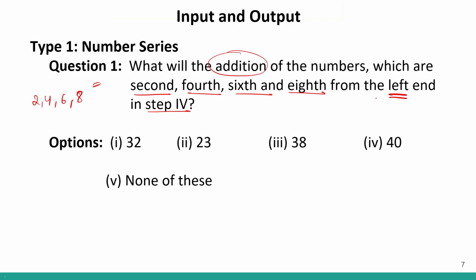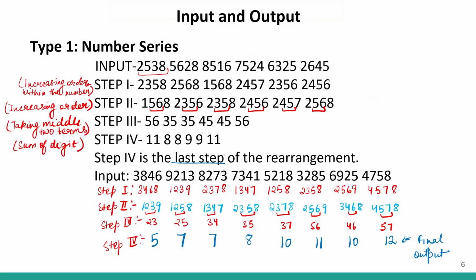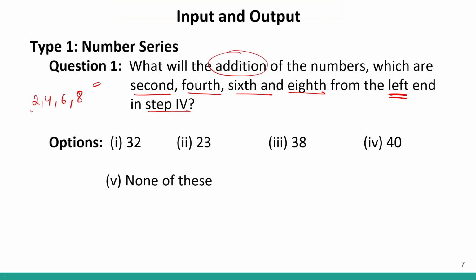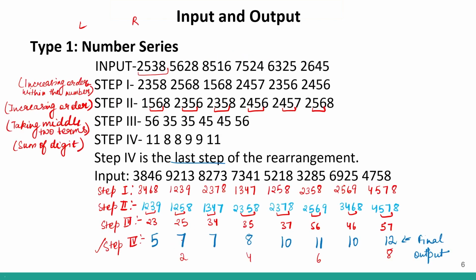So, now going back to the arrangement. Step 4 is this one. Left hand will be this side. This is your left, this is your right. Now we have to take the 2nd, 4th, 6th and 8th term. So this is your 2nd position, 7. 4th position is 8. 6th position is 11. And 8th position we have 12.